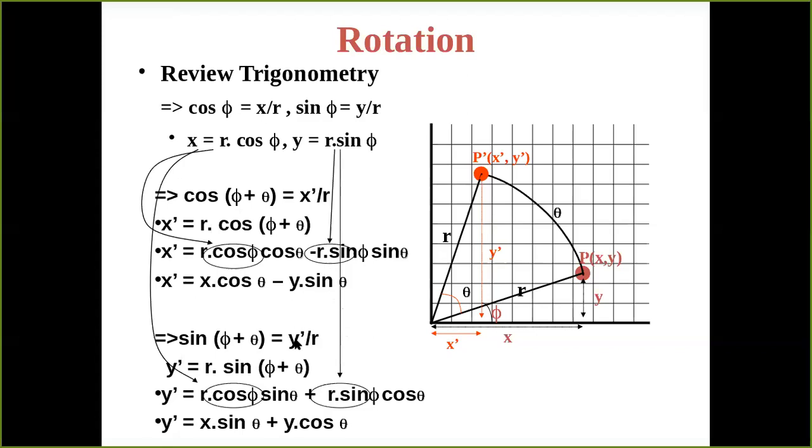What is y dash? y dash equal to r sin theta plus phi. See from here, y dash equal to what? y dash equal to r sin theta plus phi. Clear?